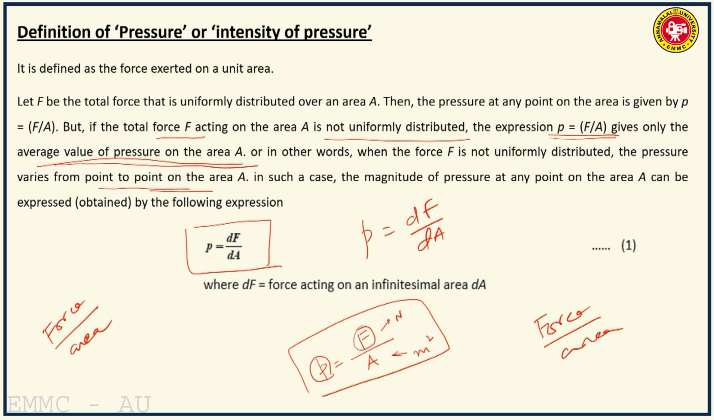So the pressure intensity is not uniform, it is varying from point to point. So dF is what? The infinitesimal force, or the force acting on an infinitesimal area dA. So you find the pressure intensity, and if you integrate this one, you will get the pressure force over the entire area.